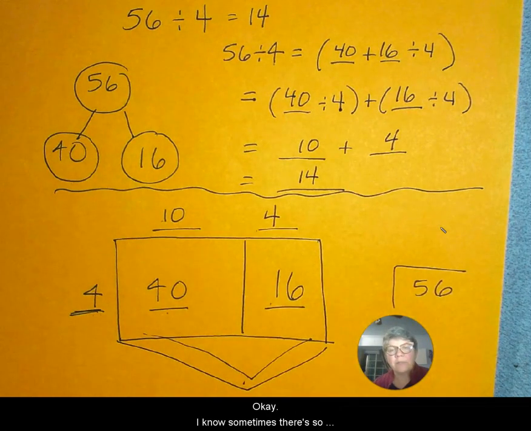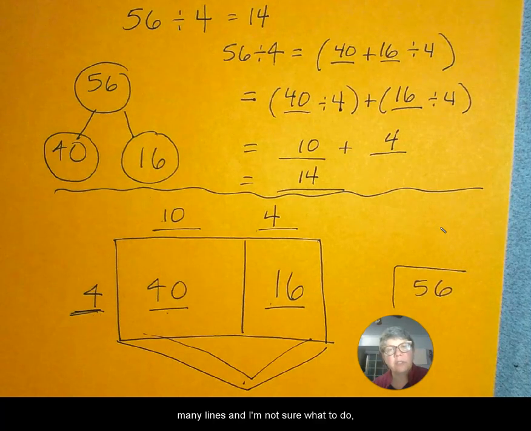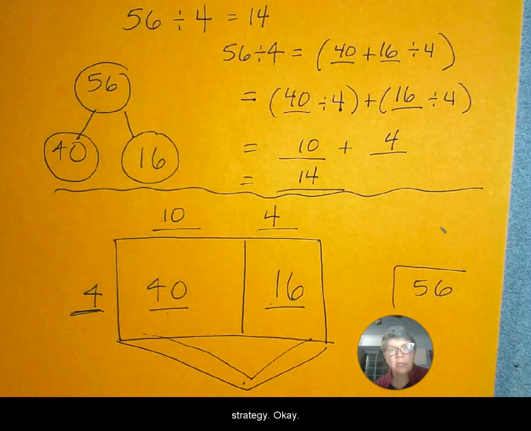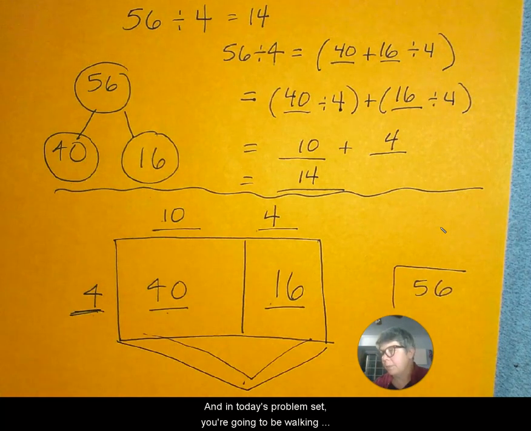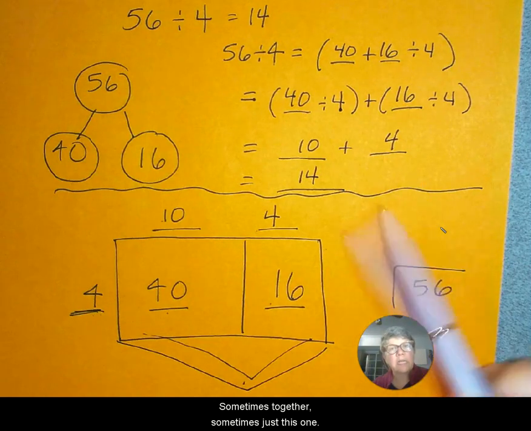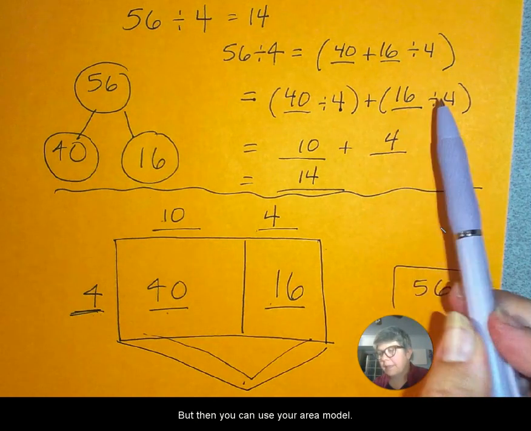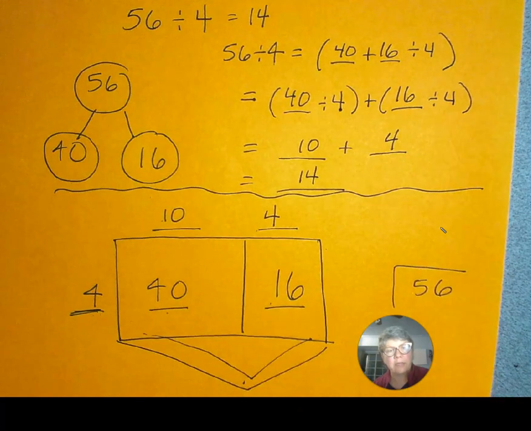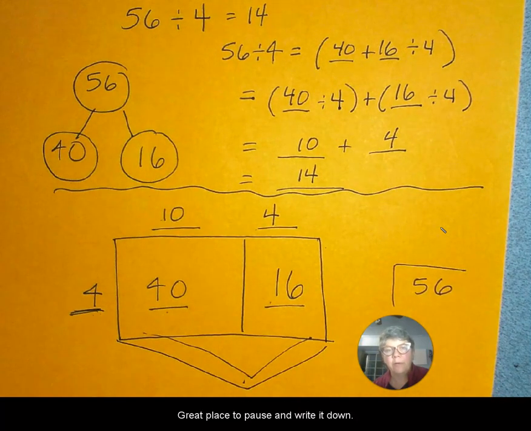Okay? I know sometimes there's so many lines and I'm not sure what to do, but they're really trying to walk you through the strategy. Okay? And in today's problem set, you're going to be walking through both of these strategies, sometimes together, sometimes just this one, but then you can use your area model. You can draw an area model to help you understand. Okay? Great place to pause and write it down.